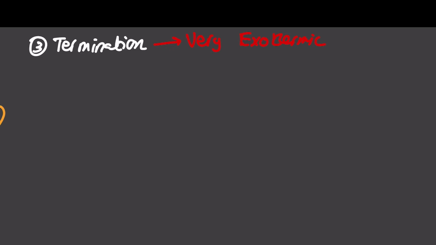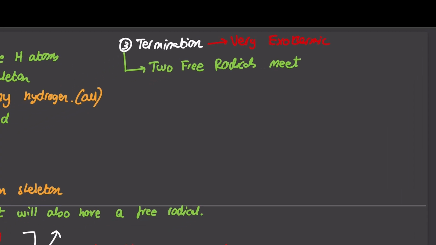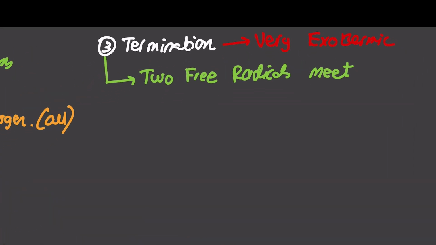So what essentially happens in termination? In termination, two free radicals meet. The way I like to think about this is that a free radical is a bully, and it goes and bullies people. So two bullies meet, two free radicals meet, and they have a very heated, very exothermic fight. After the fight, they cease to exist. Both of them have beaten each other up a lot, and now they're like, we can't do this anymore, let's just put an end to our fight.